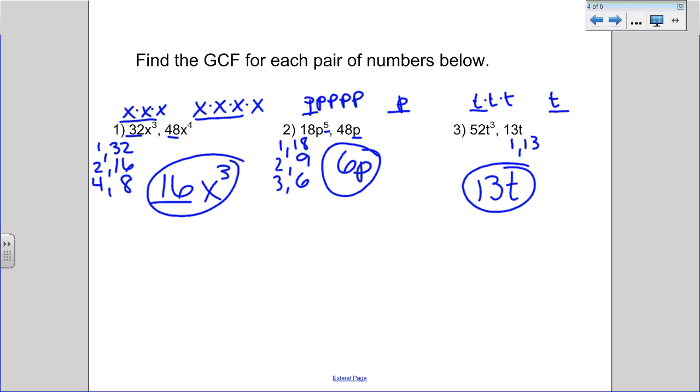Can I ask a question? Yes. How did you get 6? Because I took 48 divided by 18. It didn't work. I took 48 divided by 9. It doesn't work. It's not a whole number. I took 48 divided by 6. It works. And so 6 is your greatest common factor.